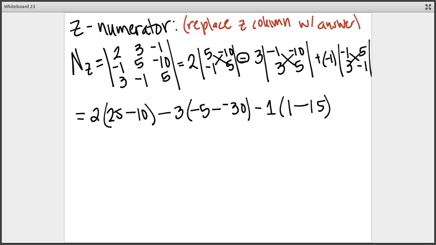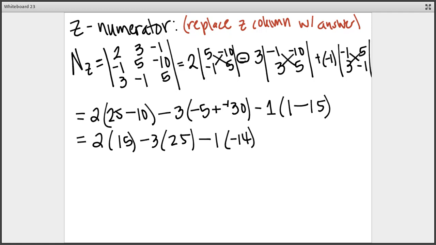We are on the home stretch. You got this. 2 times 15, minus 3 times 25, and then minus 1 times a negative 14. So that you've got, what is that? 30 minus 75, and then a plus 14 to finally get a negative 31. Yay. All right, that is your z numerator.